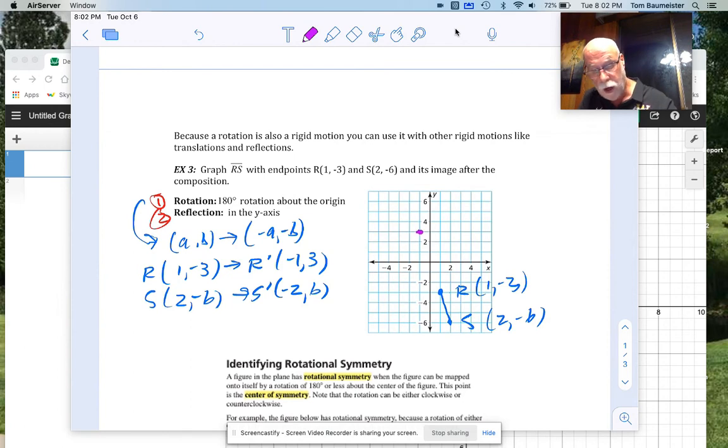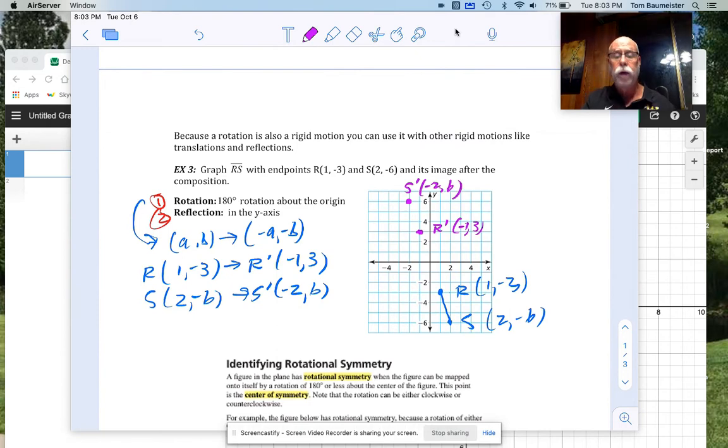And that's my R prime. And my S, I said, was at negative 2 and 6. 1, 2. All right, and again, we're going to draw that. So now remember, that's only the first one, so we still have to do the reflection.